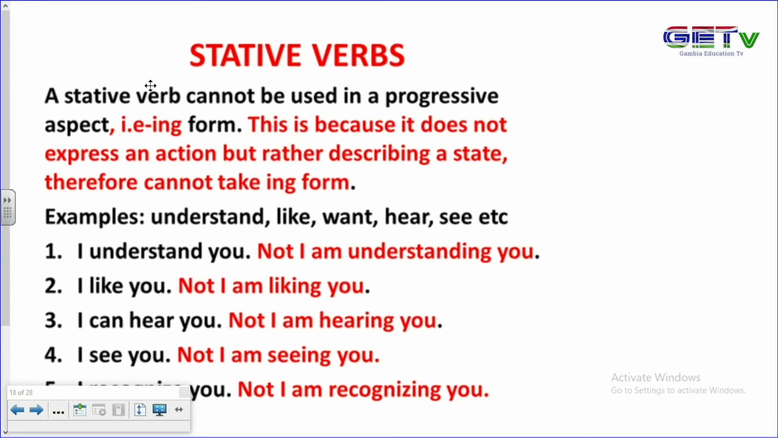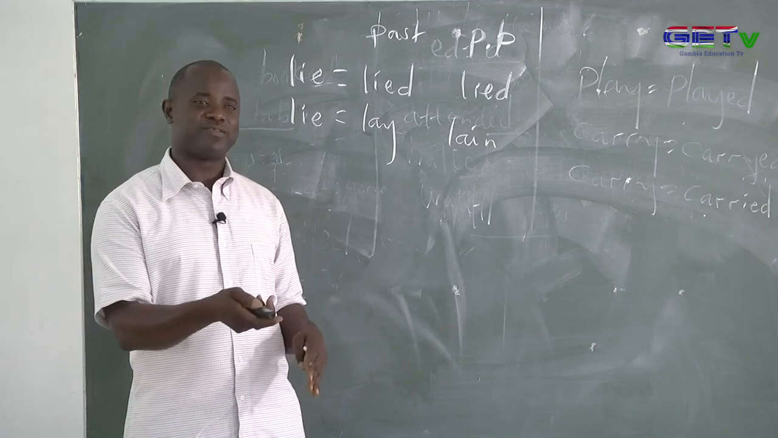Okay? So we also say, recognize. You cannot say, I am recognizing you. There's nothing continuous in this type of verb, therefore they cannot take the ing form. Always say, I recognize you, I see you, I can see you, I can hear you, I like you, I understand you, instead of adding ing to these verbs.